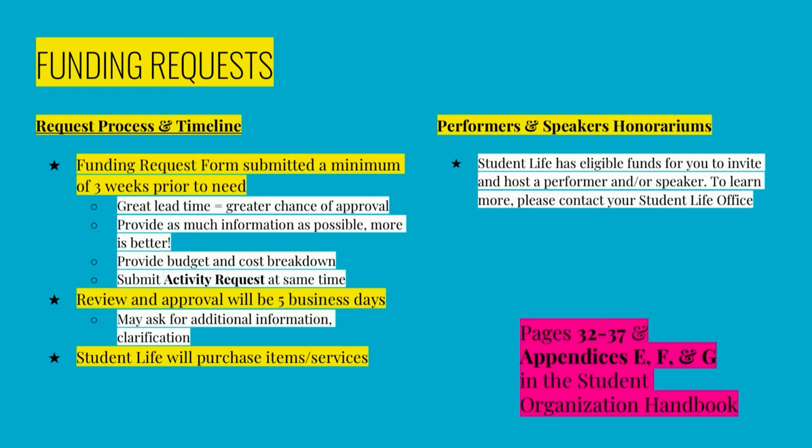Another aspect of funding request is that you can ask Student Life to assist in bringing performers and speakers to campus. This process is a little bit different, so we ask that you come and see us if this is something you're considering doing. This also may take a little bit longer than the 3 weeks, so it's best to come see Student Life as soon as you are considering bringing a performer or speaker to campus. If you have any questions about this whole process, please see your Student Life coordinator, and also there is information regarding all of these steps in your handbook.